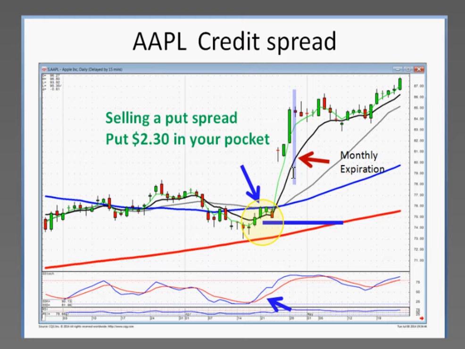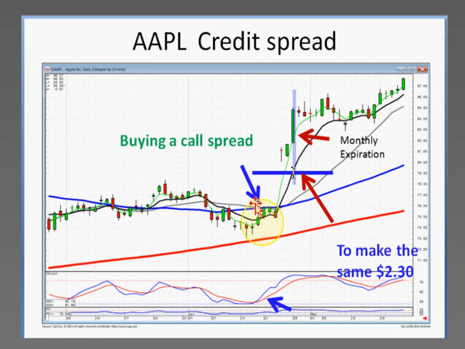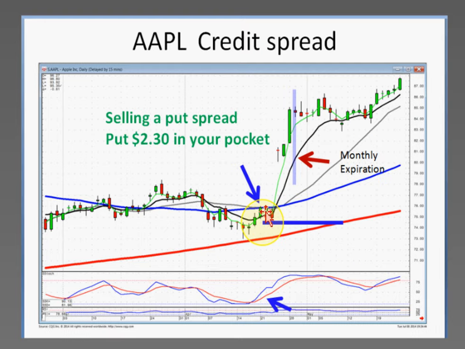On the other hand, if we were buying call spreads, to make that $2.30 with this as your expiration time frame, this is your break even up here. So buying a call spread may not make sense because the numbers are too big, or you're still working against yourself where putting $2.30, this stock has to go up quite a bit to make that $2.30, where the put spread, it didn't have to move at all for you to make that profit.